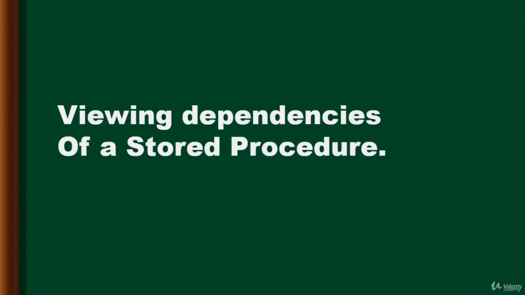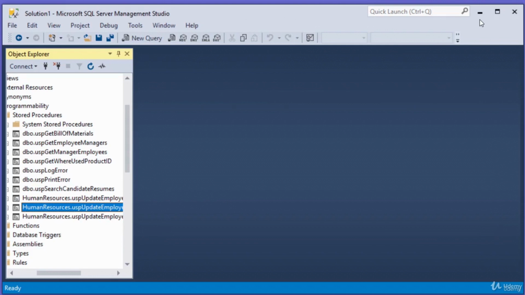In this video, I'll be showing you how to view dependencies of a stored procedure. This is important in case you want to delete, modify, or rename a stored procedure, so it's good to check if they have any dependencies. I have connected using SQL Server Management Studio. There are a couple of ways you can check your dependencies. You can check it using SQL Server Management Studio, or you can use Transact-SQL. In this example, I'm going to be using SQL Server Management Studio.